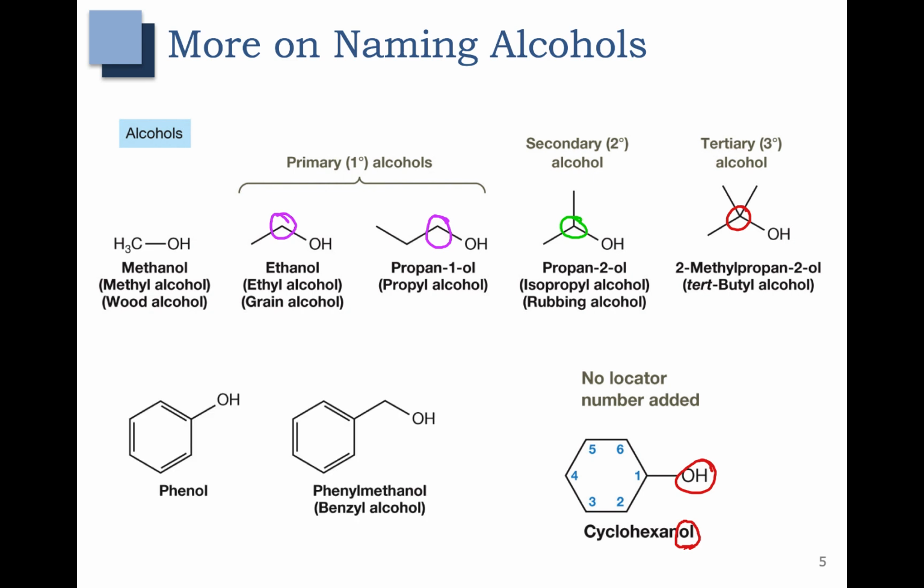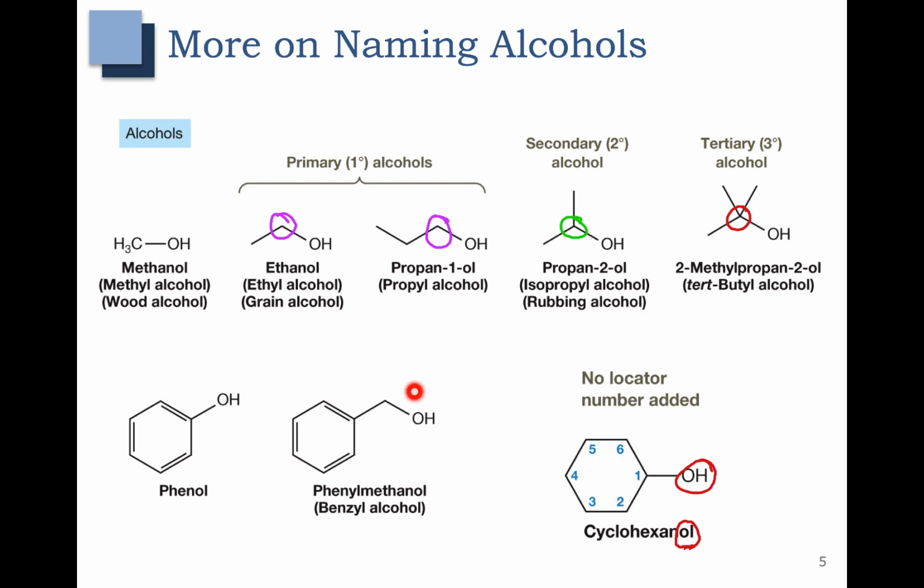Here are a couple other examples. An alcohol that's attached specifically to a benzene ring is known as a phenol. For now, you don't have to know phenol, but it's good to keep in mind that an alcohol attached to a benzene ring has its own special name to it. This is a good one to go over.